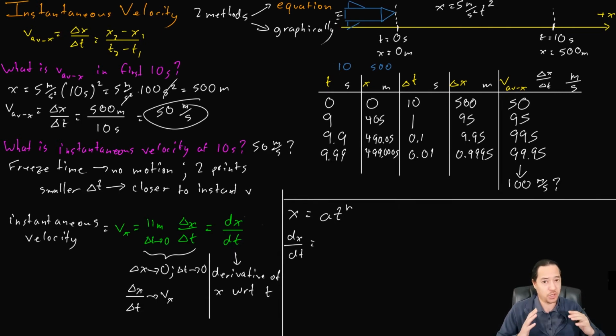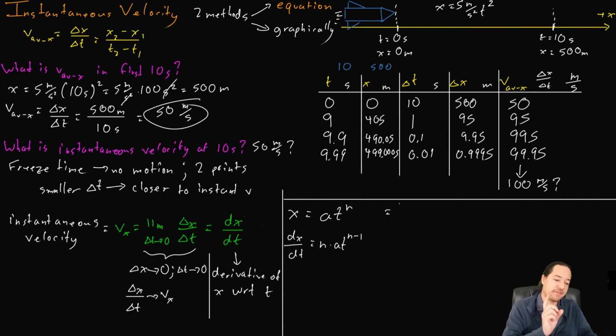So if you want to learn just one derivative equation, this is the one you want to learn. Okay, so this is going to become n times a times t to the power of n minus 1. So this is the power rule that you should have learned in math class. And like I said, it's the most common way that we will be taking derivatives in this course.